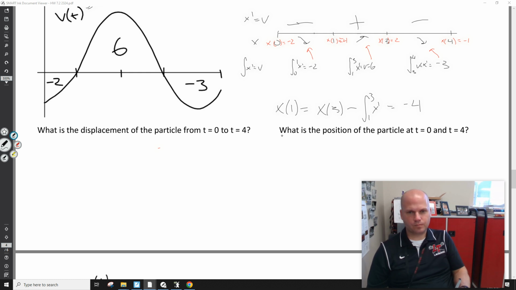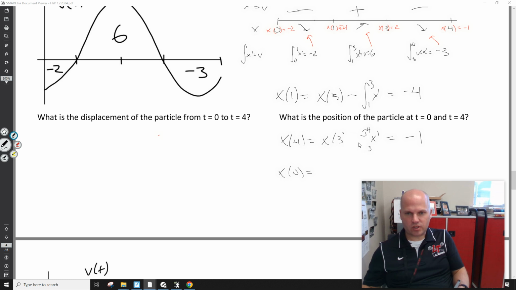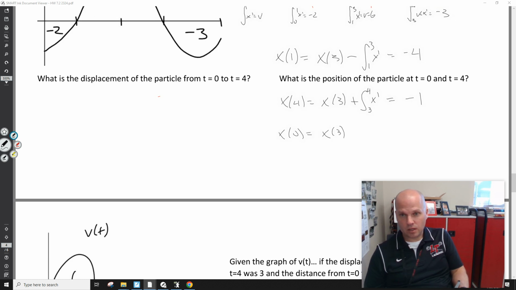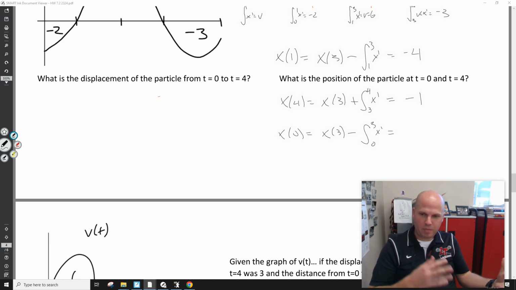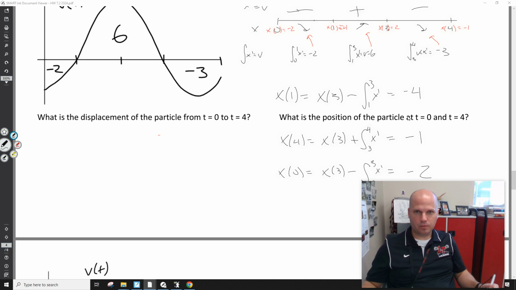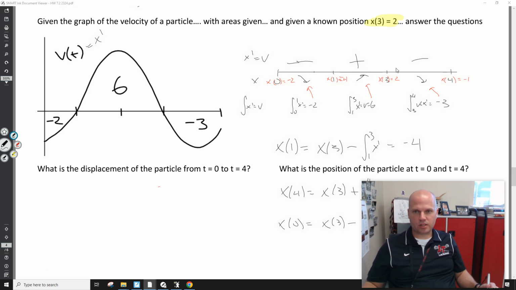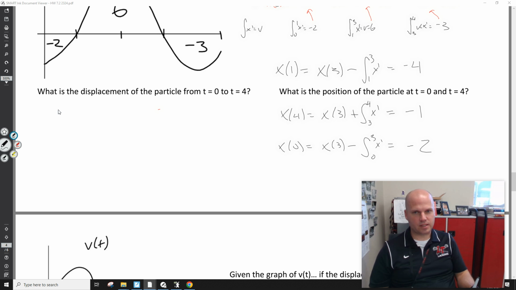X of 4 equals x of 3 plus the accumulation of my derivative, the accumulation of my velocities. That's going to be -1. And then I talked about that earlier. X of 0 equals x of 3 minus all of my accumulations from 0 to 3, because I'm going back in time, and that gave me -2. -2 minus 2, -4 plus 6, 2 minus 3, -1. Everything makes sense. What is the displacement from 0 to 4?